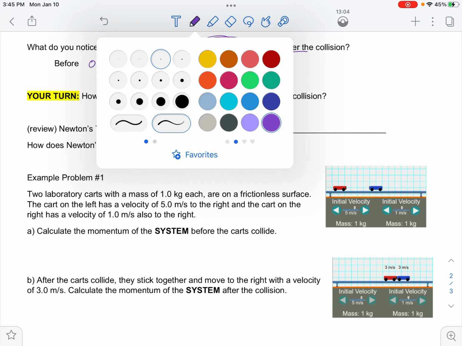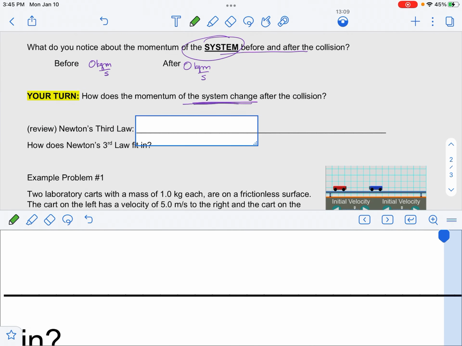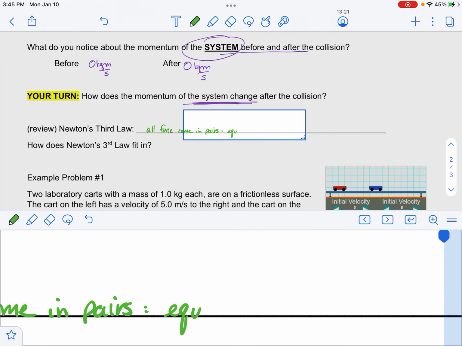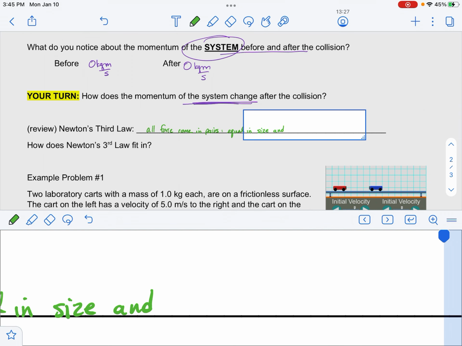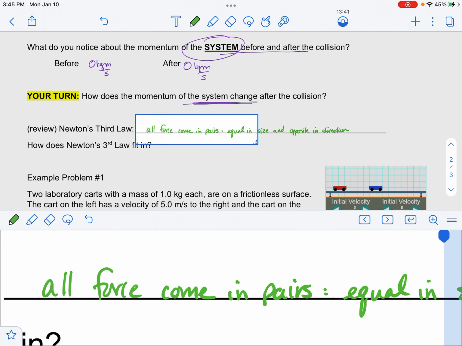Let's see, new section, new color. What do you want? Oh, I think green. Okay, so you remember what Newton's third law is? All forces come in pairs. What do we say about these pairs of forces? They are equal in size and opposite in direction. And if you think back, you can think about the force diagrams that we drew, right? The parallel force is equal and opposite to the friction force. The normal force is equal and opposite to the perpendicular force, right?